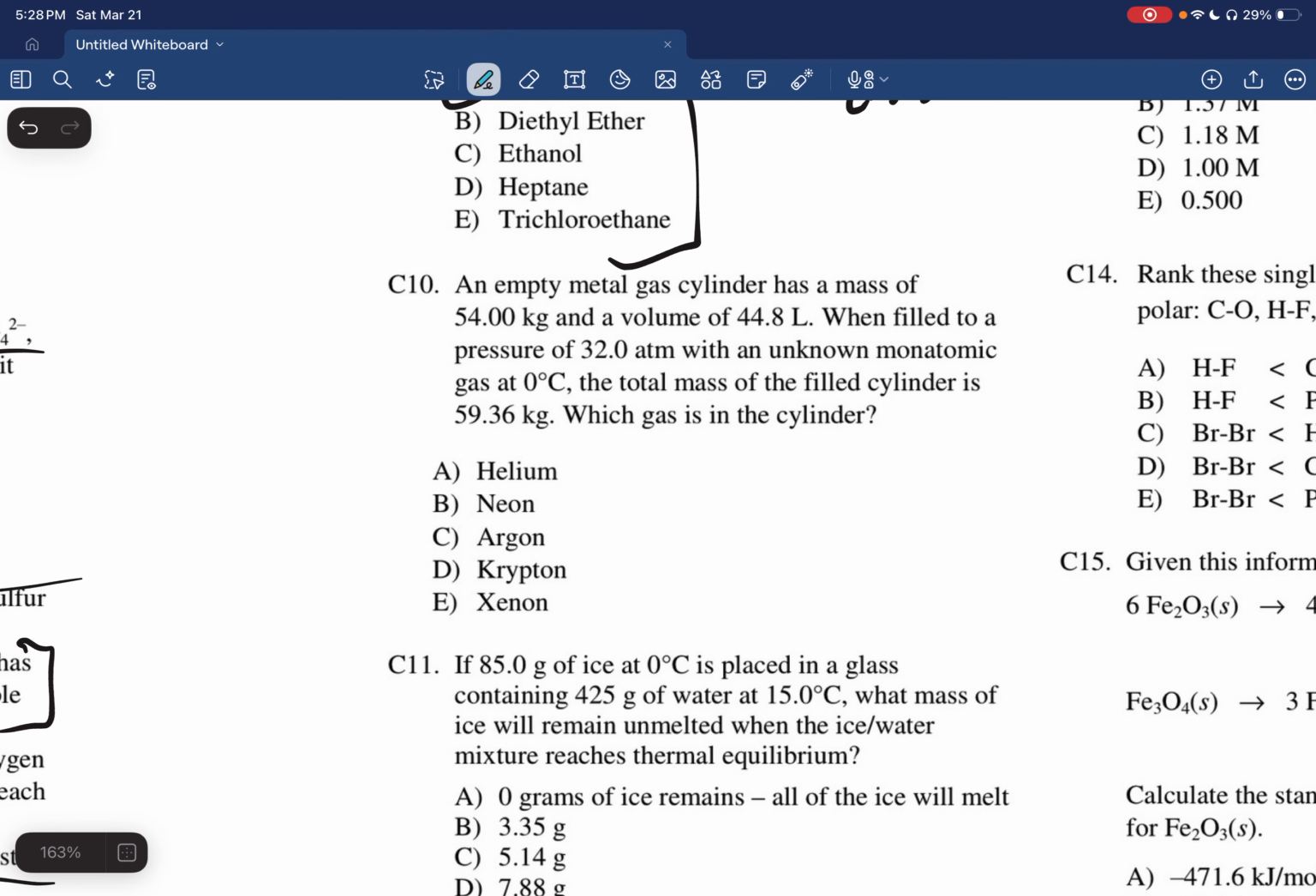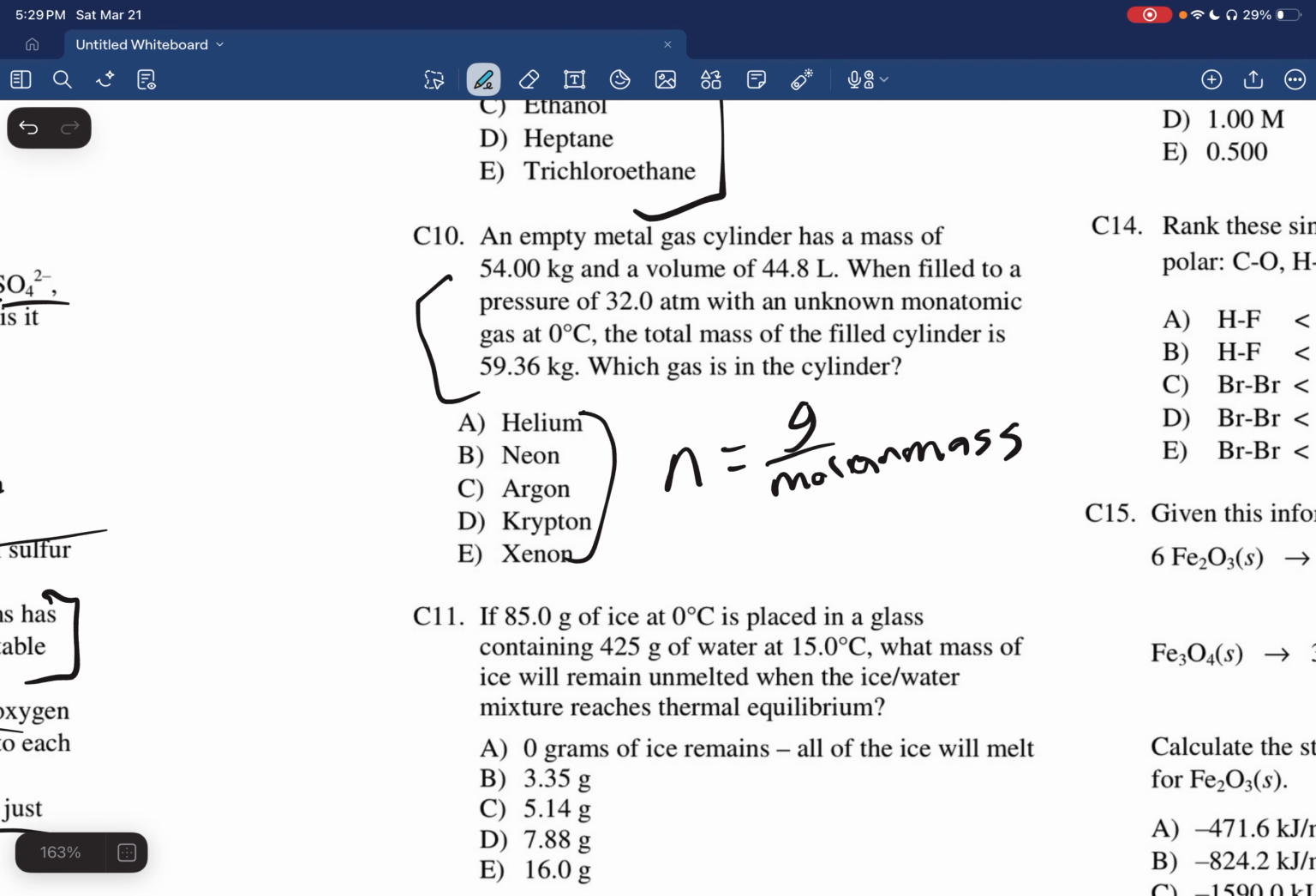So what we need to do here is we need to find the number of moles we have first of the gas, and then we need to use the amount of mass that it gives us to find the element. Because you remember, number of moles equals grams over molar mass. And if we're looking for the element, then we're going to want to find our molar mass, because then we can just go check on the periodic table. So we need to find grams divided by number of moles.